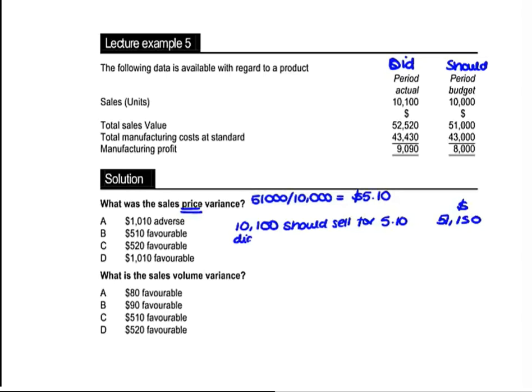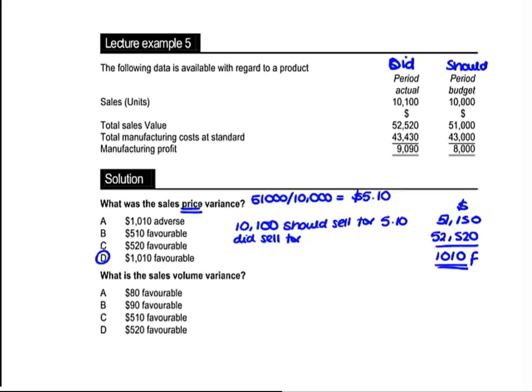So from those 10,100 units, we should have been looking at revenue of 51,510. They did, however, sell for more than that, for 52,520. So that's going to give us a difference of $1 per unit, or 10,100. So we end up with a difference then of $1,010, and that's going to be favourable because we're going to have generated more sales revenue than we would have expected given the number of units that we sold. So that's going to be answer D.